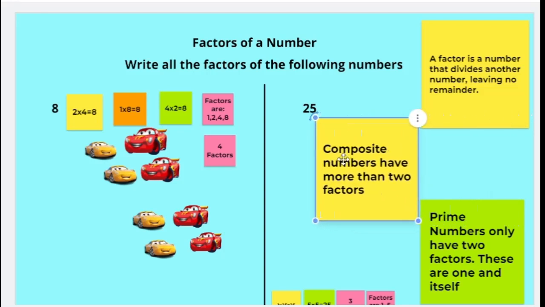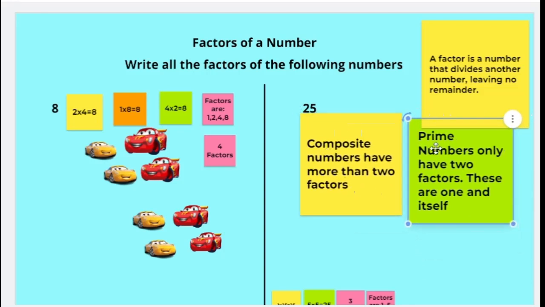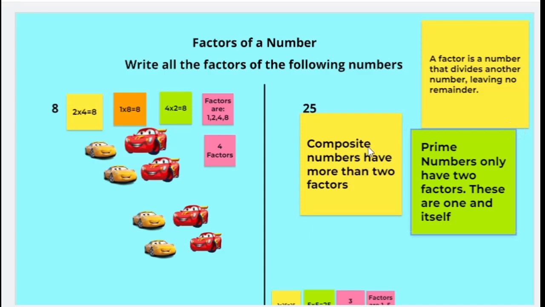Let's look at these two terms. Composite numbers, prime numbers. Composite numbers, please read with me. Composite numbers have more than 2 factors. All right? What are prime numbers? Prime numbers only have 2 factors. These are 1 and itself.